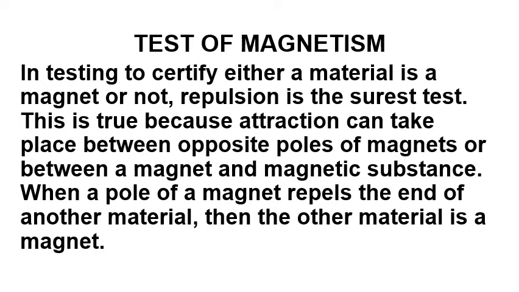In testing to certify whether a material is a magnet or not, repulsion is the surest test. This is because attraction can take place between opposite poles of magnets or between a magnet and a magnetic substance. When a pole of a magnet repels the end of another material, then the other material is a magnet.